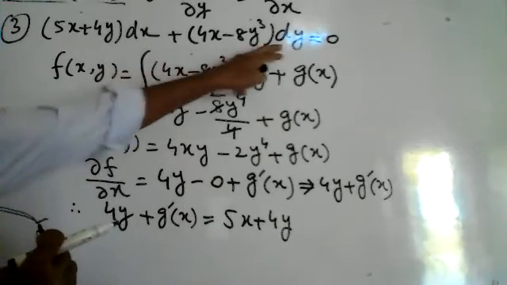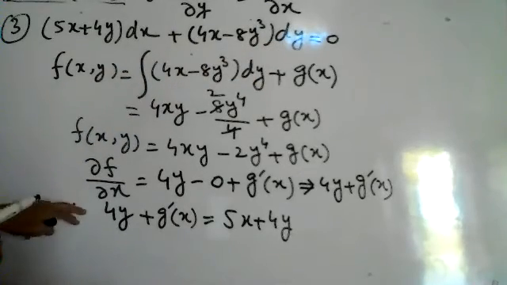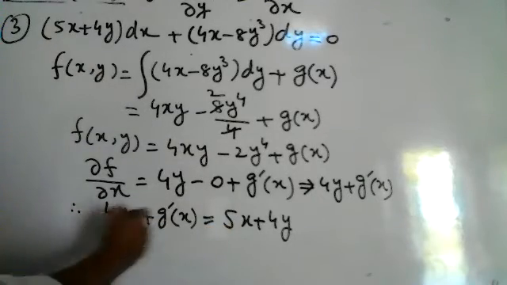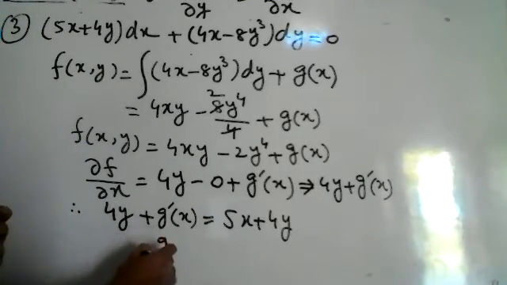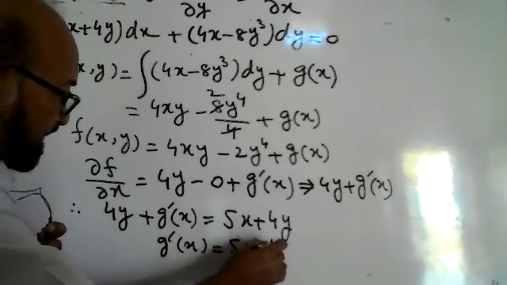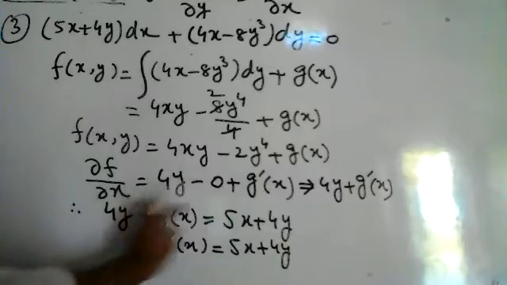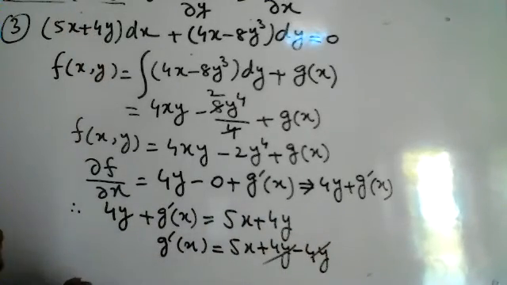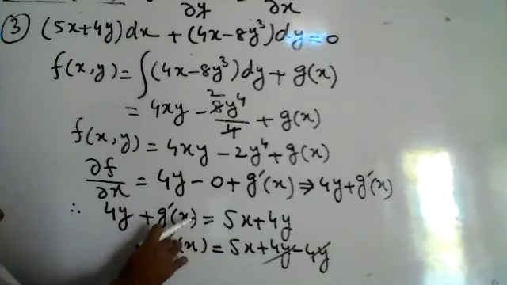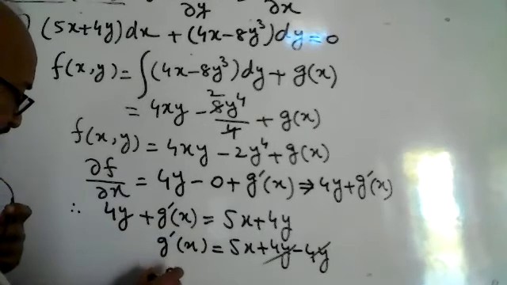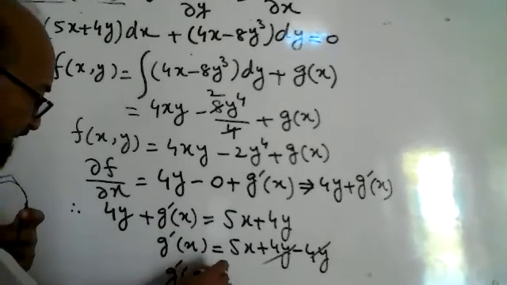The 4y will be shifted to the other side, so g dash x is equal to 5x plus 4y minus 4y, which cancels. So g dash x is equal to 5x. Therefore g dash x equal to 5x.